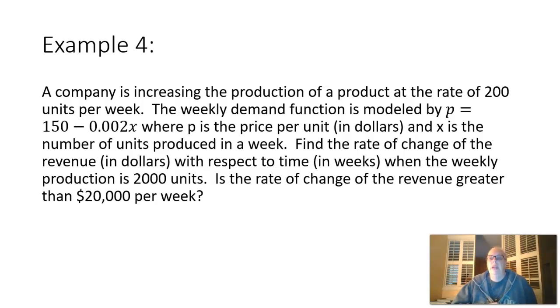And here's our last example, example 4. A company is increasing the production of a product at the rate of 200 units per week. The weekly demand function is modeled by P equals 150 minus 0.002x, where P is the price per unit in dollars and x is the number of units produced in a week. We want to find the rate of change of the revenue in dollars with respect to time.